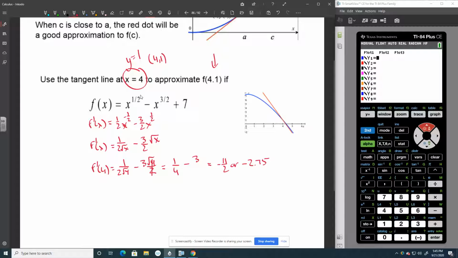So my tangent line is going to be y minus y1, which is 1, equals my slope, negative 2.75, times x minus x1, which is 4. Well, we better add 1 to both sides. So y equals negative 2.75 times x minus 4, plus 1. So here's my tangent line.